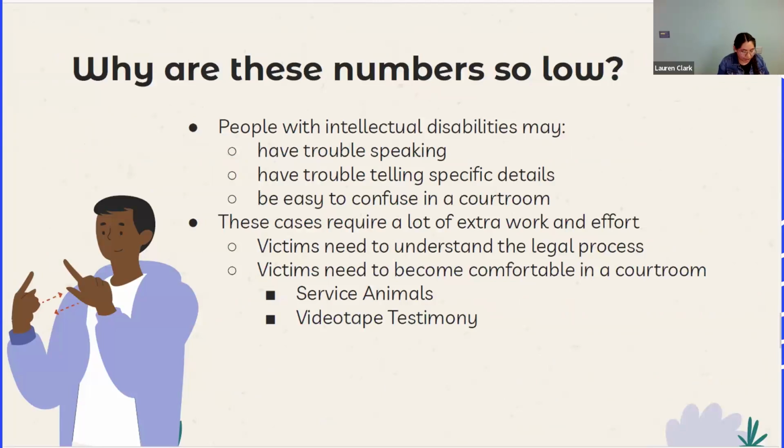First, some victims with intellectual disabilities may struggle to articulate their experiences due to communication barriers. In some cases, they may lack the verbal skills necessary to express themselves effectively. Even when they can speak, they may have difficulty providing precise details, making it easy for them to be confused or misunderstood in a courtroom. Additionally, these cases require prosecutors to undertake significant additional efforts to support victims through the legal process. This includes educating victims about their rights, guiding them through court proceedings, and advocating for accommodations to facilitate their participation.